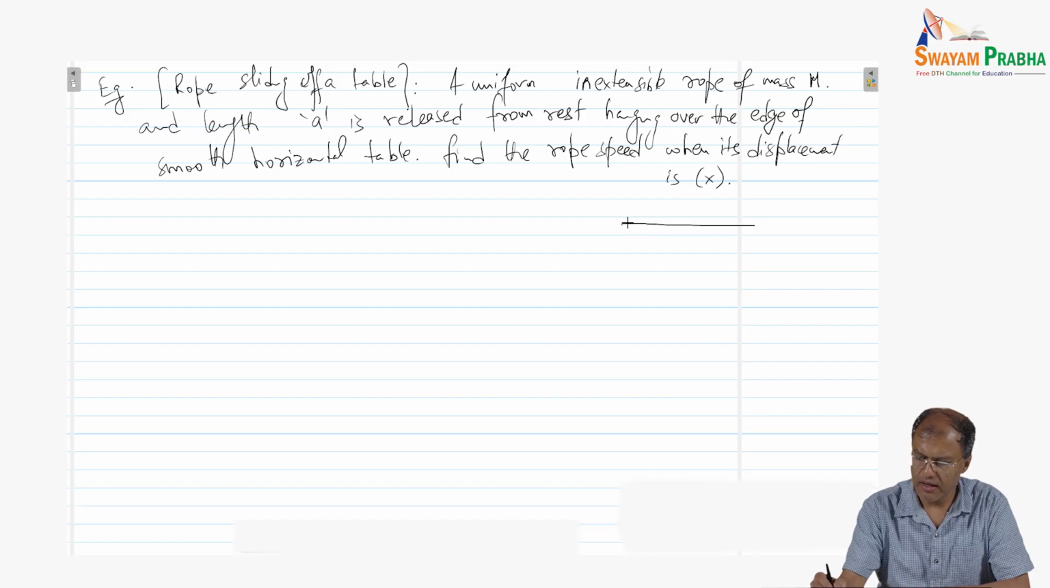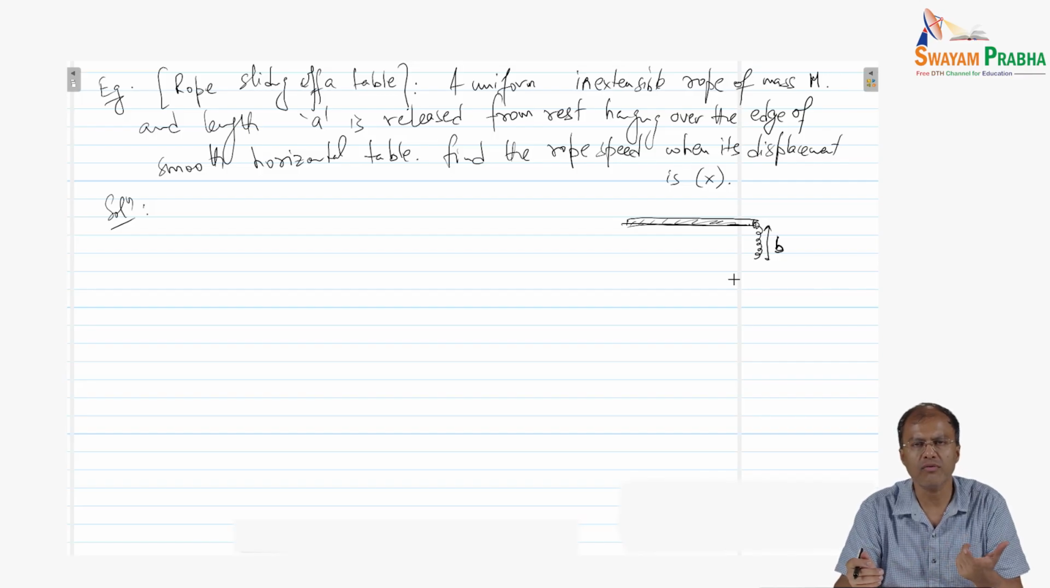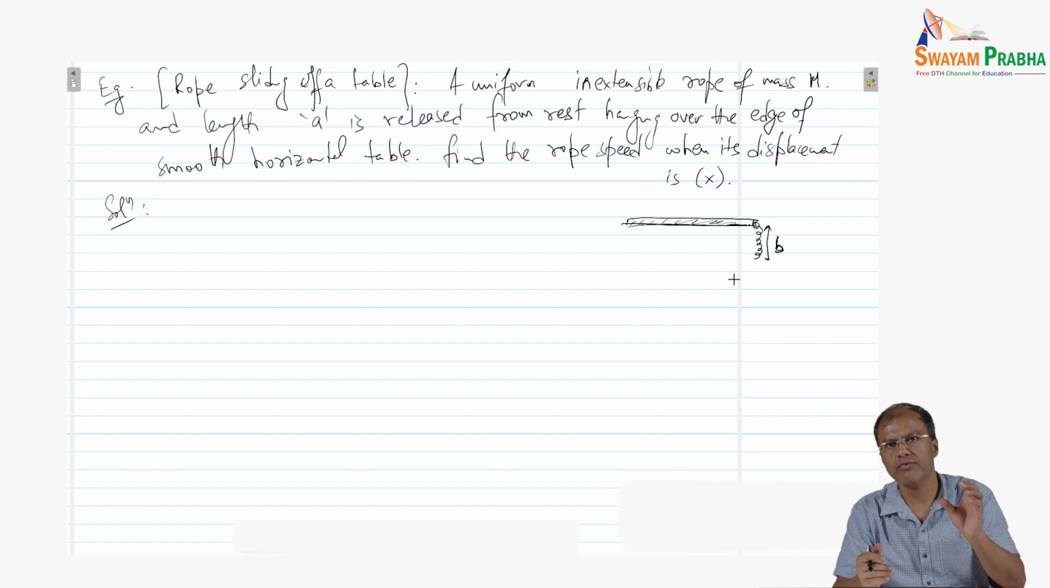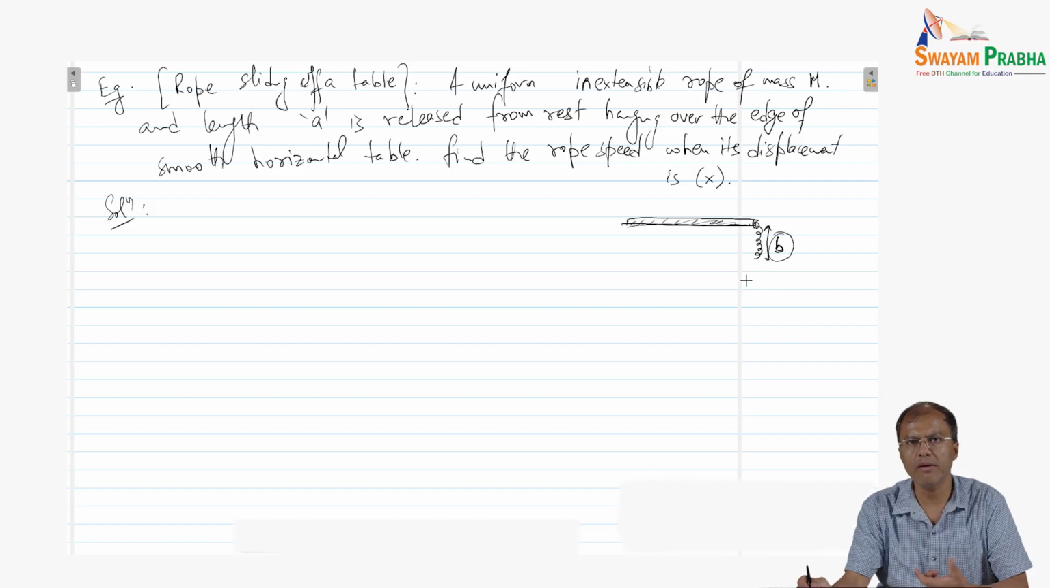Okay, so let us draw the setup here to understand better. So we have a table and there is a rope which is lying on the table, and the rope is here and it is here, which is B. We need to give some initial length of the rope which is hanging outside the table, otherwise the rope is not going to slide, right? It has to have some weight hanging outside. So let me call this initial length hanging outside for the rope to be b, right?